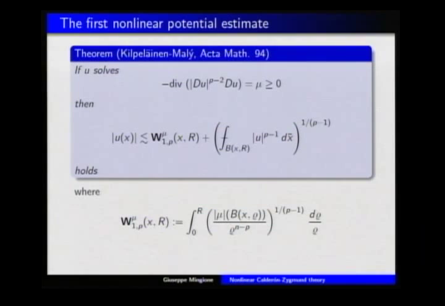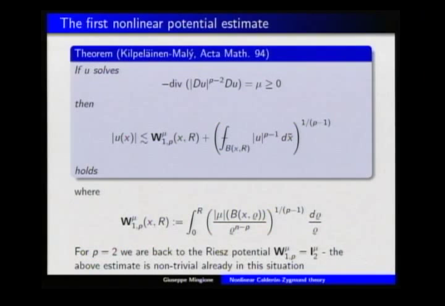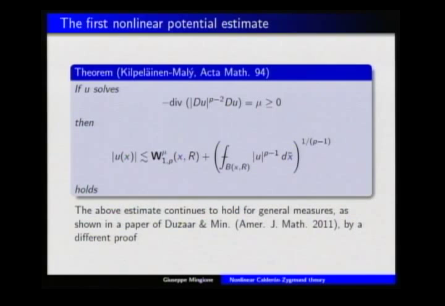And let me tell you that the result is new even for p equals 2, because for p equals 2, there is no representation formula. So the result is a breakthrough already in the case p equals 2. And then, of course, the regularity theory for u is invariant for p equals 2 and p different than 2, because it's essentially based on De Giorgi's theory, which is already in the linear case a purely nonlinear proof. And actually, Kilpeläinen and Malý proved this for positive measures. A proof for general measures has been given subsequently by Dueser and myself.